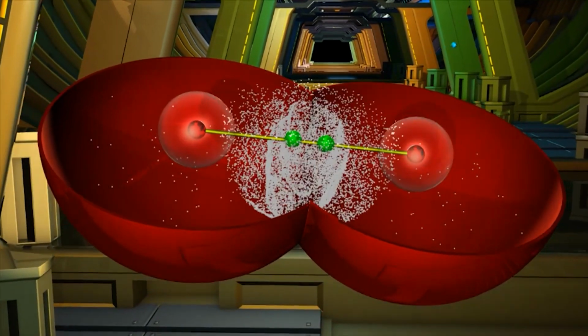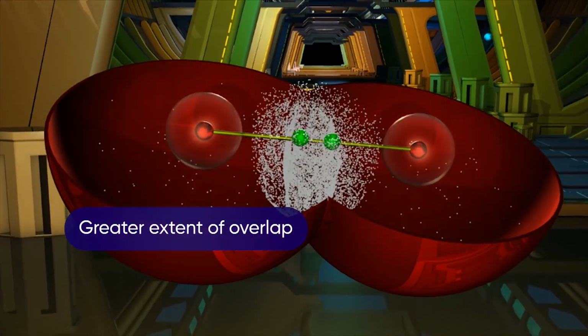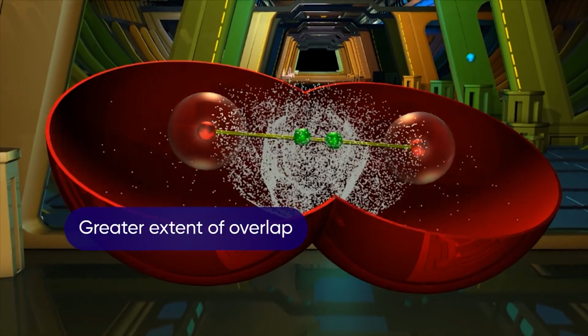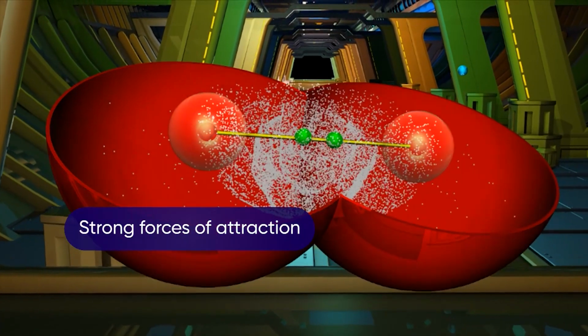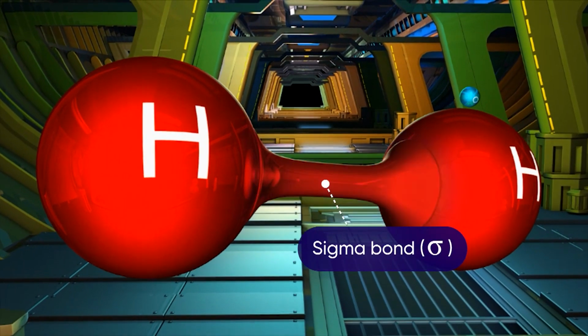Also, the extent of overlap of the orbitals is quite high. This greater extent of overlap of the overlapping orbitals, as well as the strong attractive force exerted by the two nuclei, makes the bond quite strong.